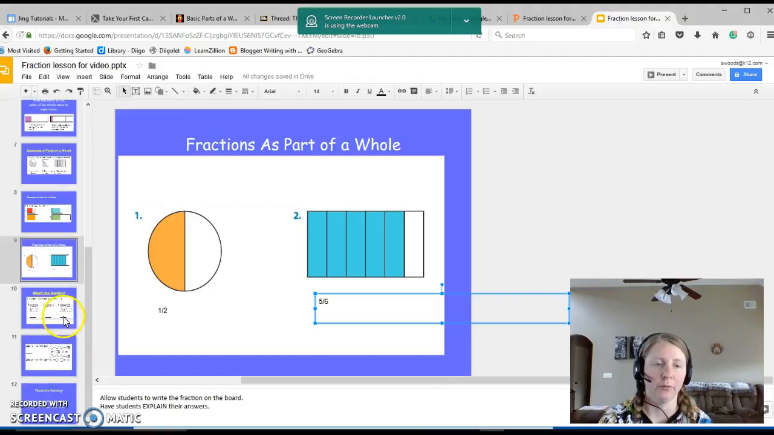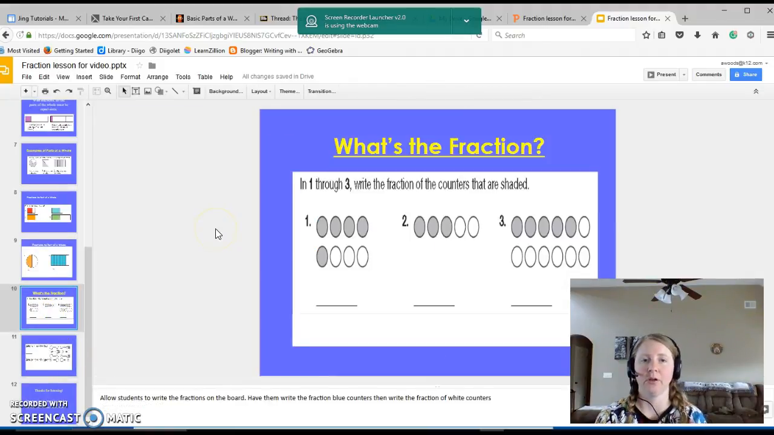All right, so here are some practice problems, 1 through 3. Write the fraction that the counters are shaded. I want you to come to class tomorrow with these 3 answers. I'll give you a hint for number 1. You're going to count how many counters we have total. So we have 1, 2, 3, 4, 5, 6, 7, 8 counters. Then how many are shaded? That'll be your numerator, and the number of counters total is your denominator.